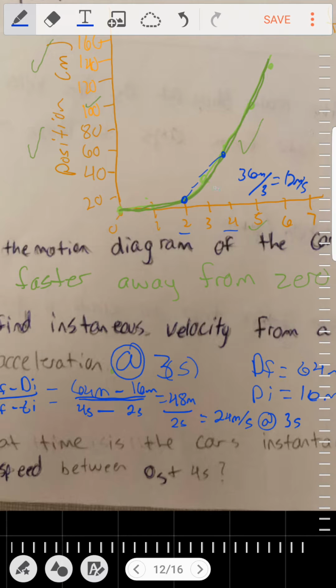Because look, by the time you reach 3 seconds, you had gone 36 meters. That means you must be going a lot faster than 12 meters per second, because over here you're a lot slower. So again, you have to find the average.